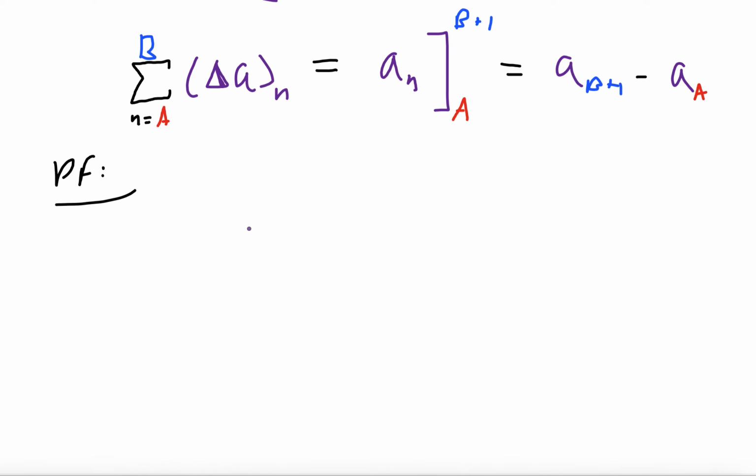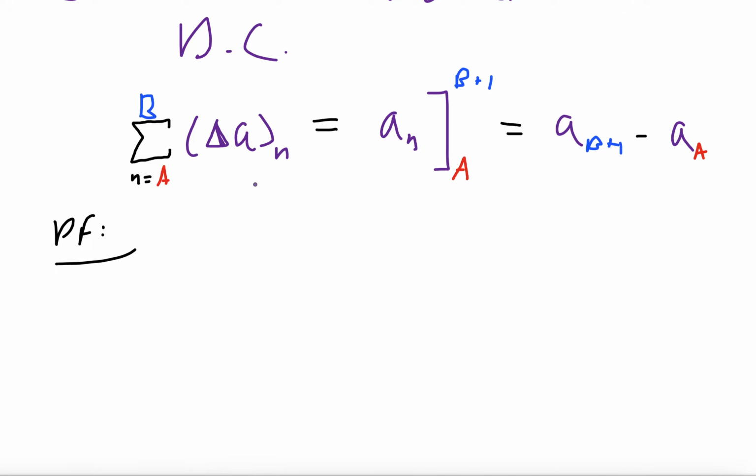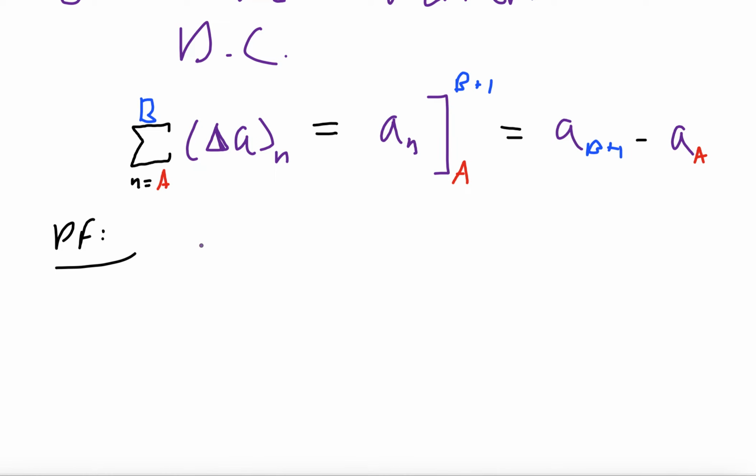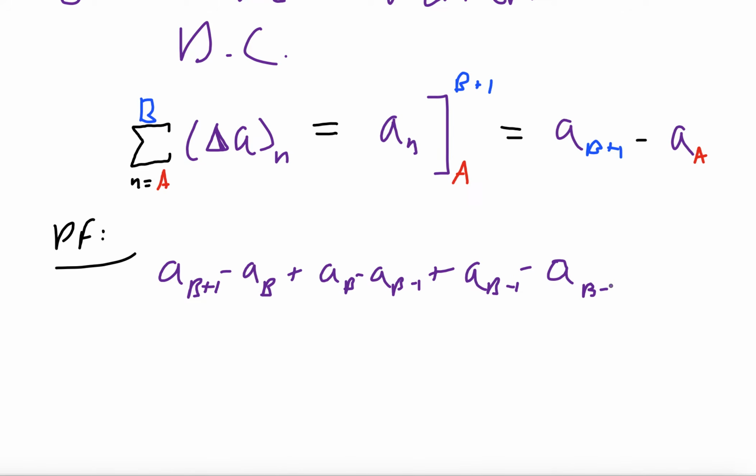And what we're going to do is write out delta a at b. What's delta a at b? It's going to be a sub b plus 1 minus a sub b. And now we're going to go down by 1 with the sigma. And so we get delta a at b minus 1, which is the same thing as a sub b minus a sub b minus 1. And then we go down another one, b minus 2, where delta a at b minus 2 is going to be equal to a sub b minus 1 minus a sub b minus 2, just using the definition of the forward difference.